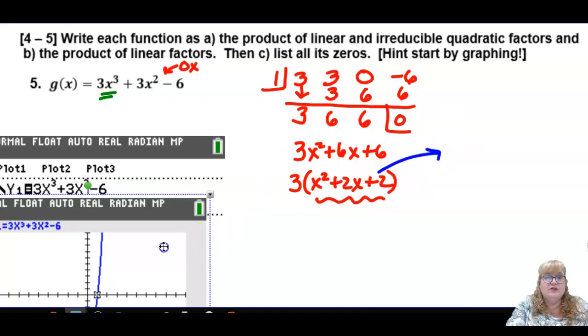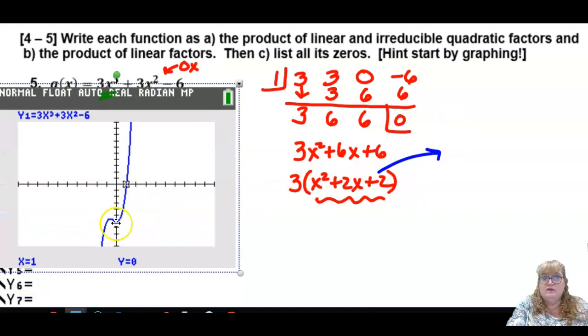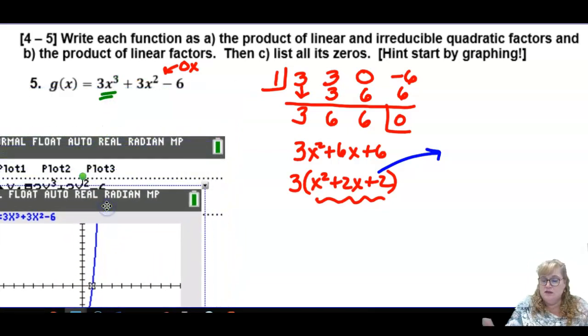They are imaginary because they cause this little bump down here, but they don't ever show up. They're not decimals or even nice or even irrational, because irrational numbers are real and they would show up as x-intercepts, even if they were ugly decimals. So these are imaginary solutions, so we're going to get an i in our answer.